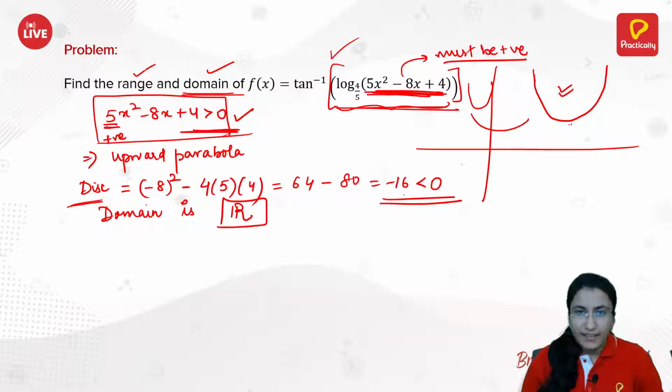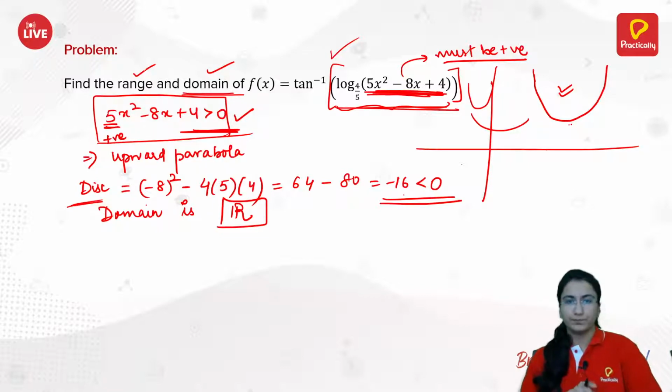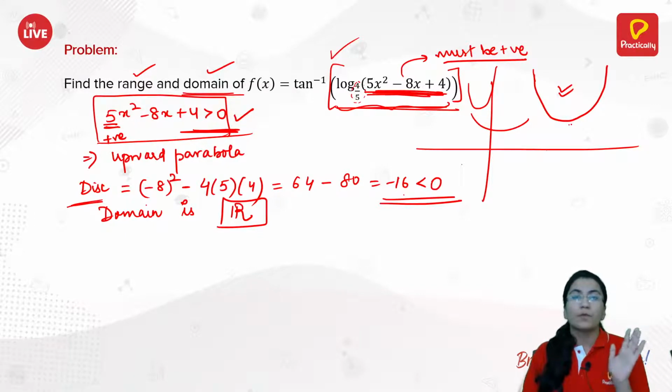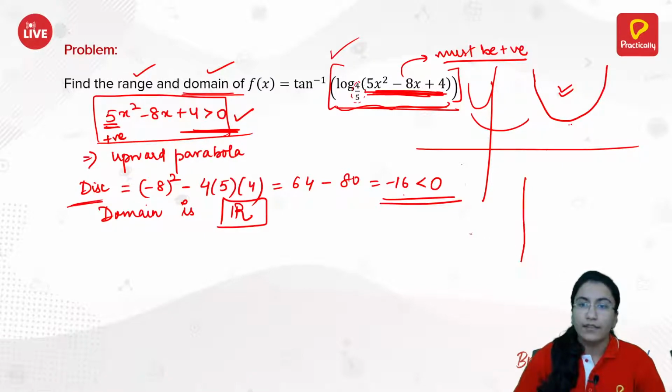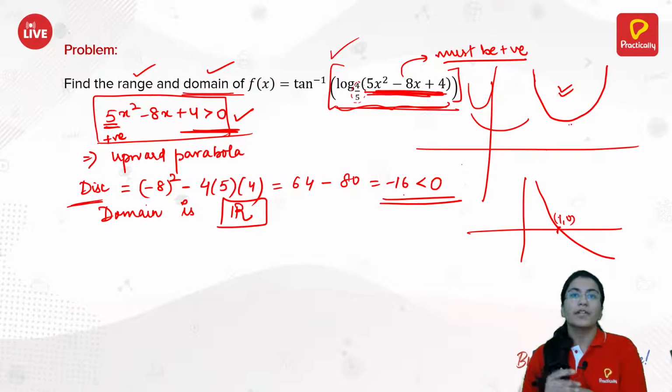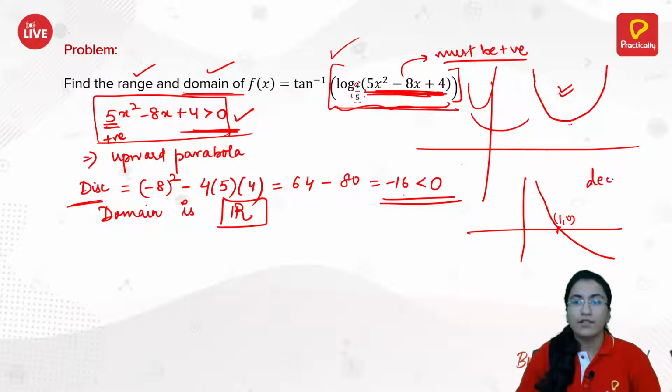Let's just see. For that, you need to see that you are having your base value as 4 by 5. If you have a base value of log as less than 1, then the graph is somewhat like this, where it cuts at the point (1, 0). Basically, you have a decreasing graph. You need to just remember you have a decreasing graph.